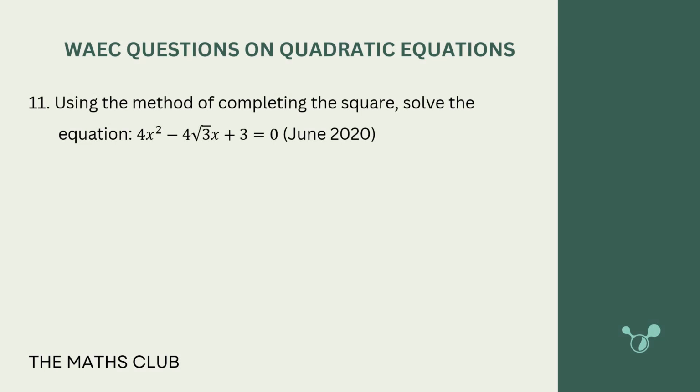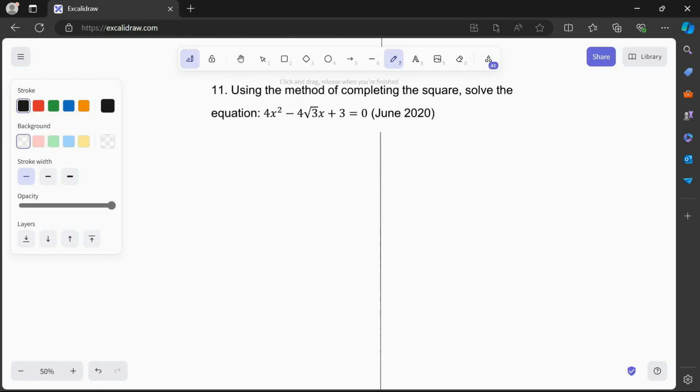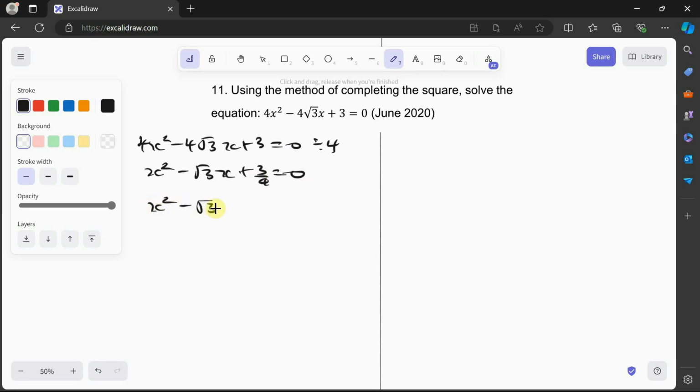Let's also see that using the completing the square method, solve the equation 4x squared minus 4 root 3x plus 3 is equal to 0. Once again, I'm expecting that you are pausing the video at each point and trying to solve. So we're told 4x squared minus 4 root 3x plus 3 is equal to 0. First, the coefficient of x squared is not 1, so we have to divide through by 4. If I do that, it will give me x squared minus root 3x plus 3 over 4 is equal to 0. After doing that, I'll take the whole number part to the other side. That will be x squared minus root 3x is equal to minus 3 over 4.